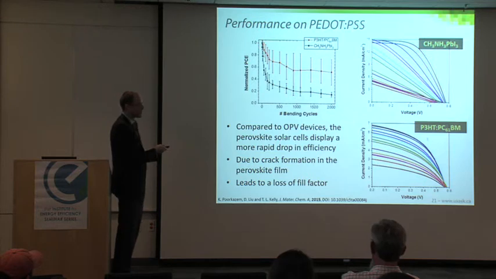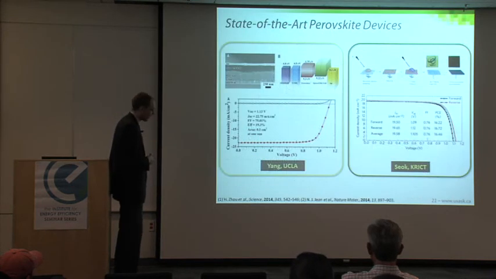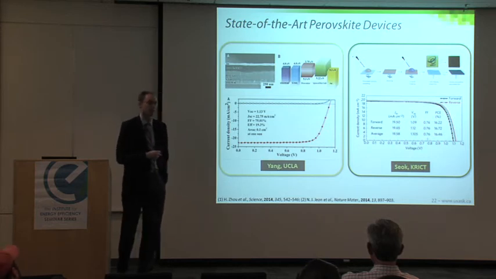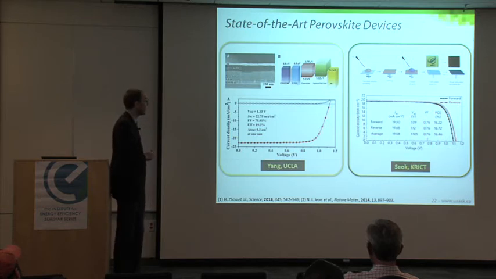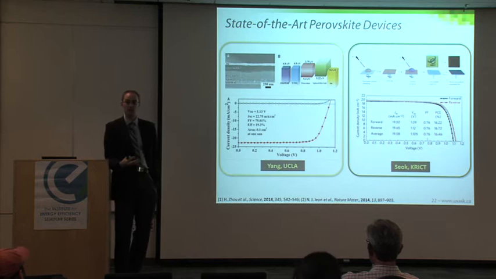But what you see in the JV curves is that unlike the organic photovoltaic systems where you see a loss in current, in the case of the perovskites, your current goes down, but your fill factor is absolutely destroyed due to that crack formation within the film. So ultimately, these are not the best devices for maybe flexible applications or where high flexibility is a design criteria, but certainly perovskite solar cells work really, really well.